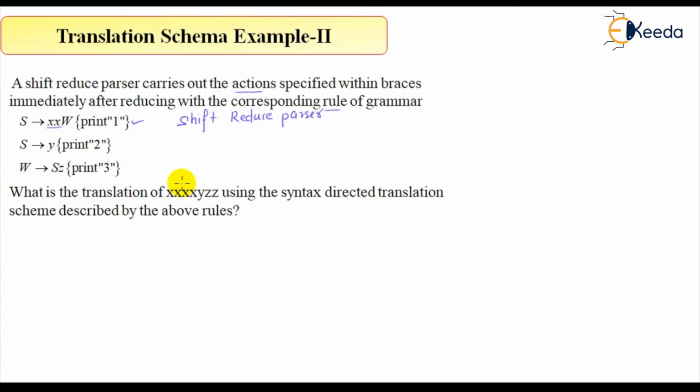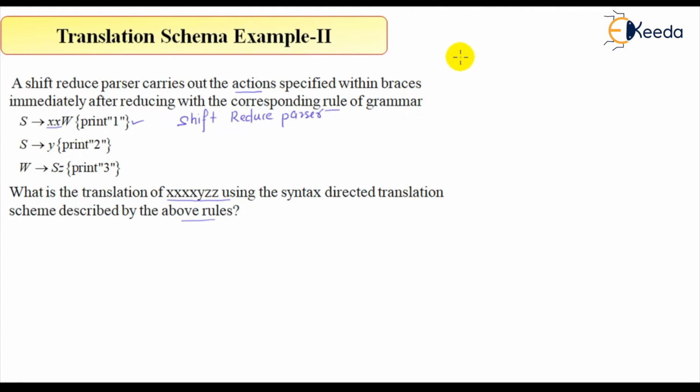What is the translation of 4 times x, single y and double z using the syntax directed translation schema described by the above rules? So we have to find what it will be translated to by this translation schema. First step is drawing the parse tree.